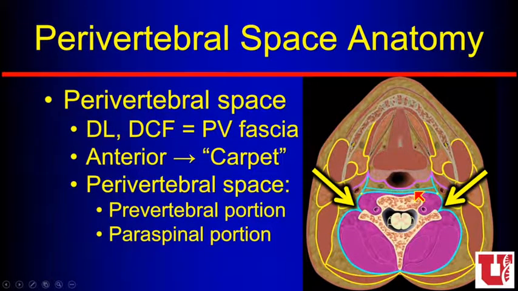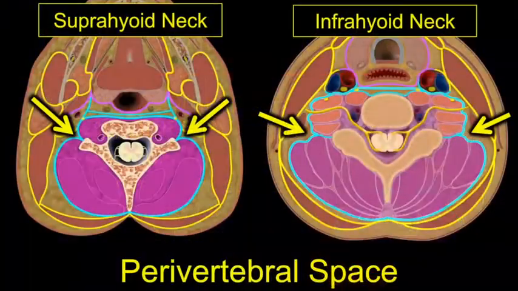It's very important for the posterior wall of the upper aerodigestive tract if we have tumors there that we think are invading in that prevertebral space. That is the carpet to the surgeons, and if it's invading that space, it may not be a very good surgical candidate anymore. So it's our job to try to tell them if we think tumor has invaded the prevertebral portion of the perivertebral space.